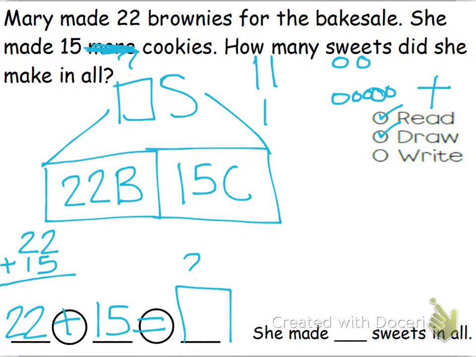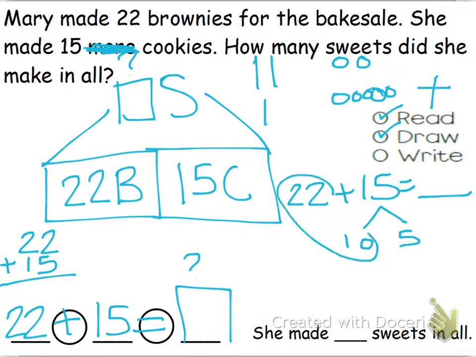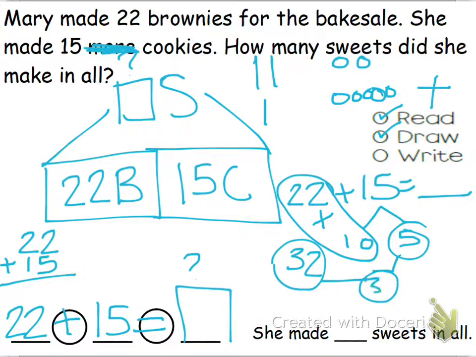Or you can also do a decomposing strategy here that you have done a few weeks ago. For example, you could break apart 15 into 10 and 5. 22 plus 10 equals 32. 32 plus 5 equals 37. Now, of course, you didn't have to do it that way because I didn't show you that way in the previous ones, but I was just showing you that is a way that you could use on this one.